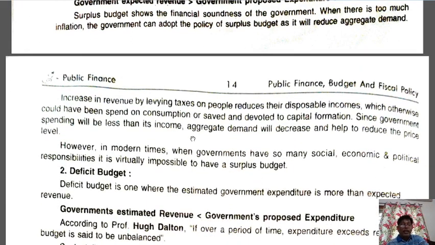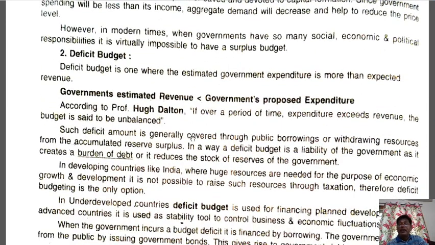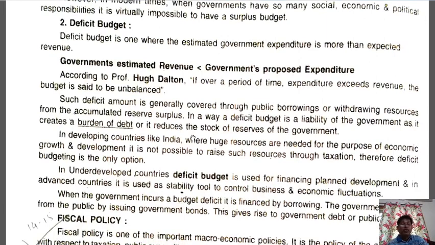And second, the deficit budget. The deficit budget is one where the estimated government expenditure is more than the expected revenue. So here, the government's estimated revenue is less than the government's proposed expenditure. The government revenue is low or government expenditure is high. This type of budget is a deficit budget, and at present every state accepts the deficit budget.